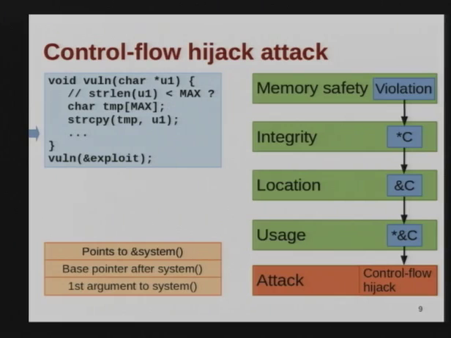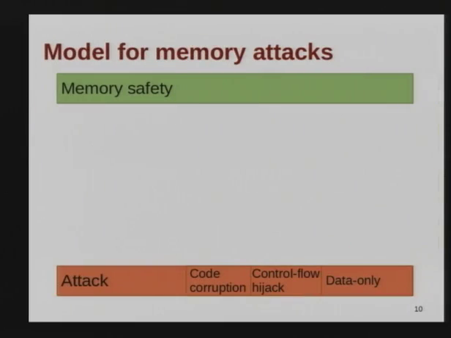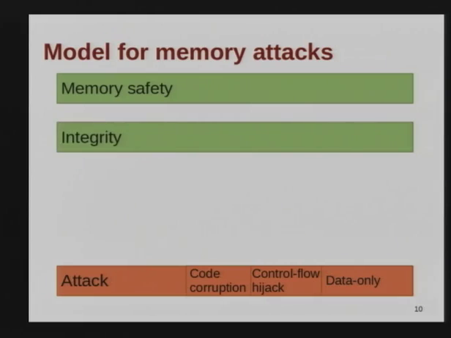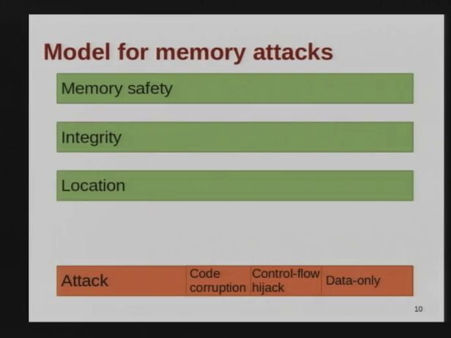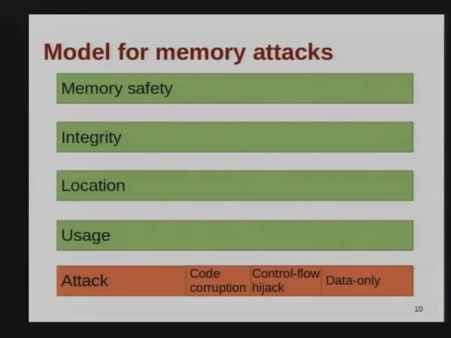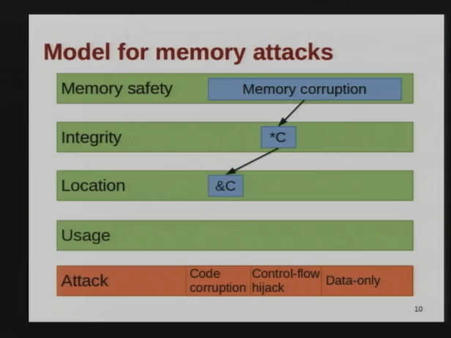So if we abstract this from the simple example to a higher level model, we see that on one hand, a security policy can implement memory safety and enforce memory safety and protect the application this way. On a deeper level, we can enforce different integrity properties or location properties or usage properties when the compromised code pointers are used. So we have memory corruption at the top if we don't have memory safety. And as we discussed before, we modify a code pointer by knowing the location of the code pointer and changing or allowing the usage of this code pointer. If all of this succeeds, we have a successful control flow hijack attack.